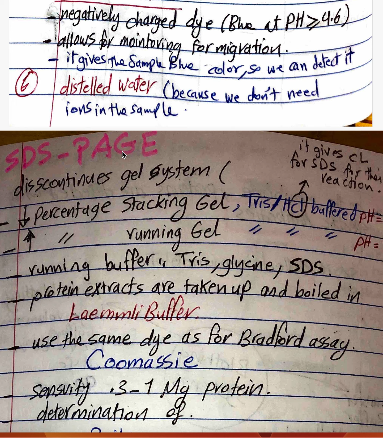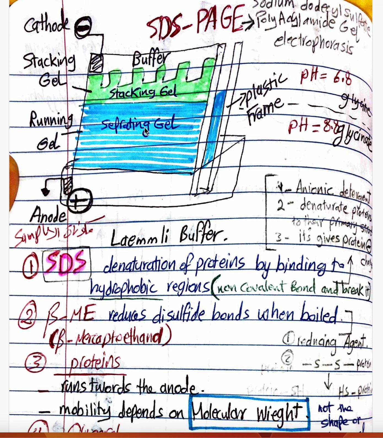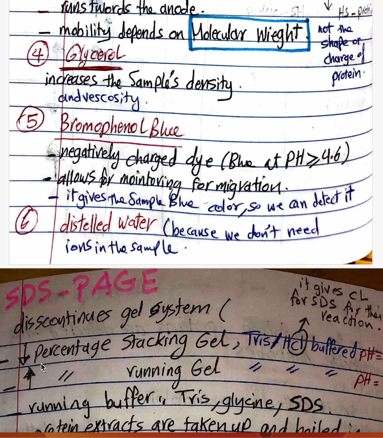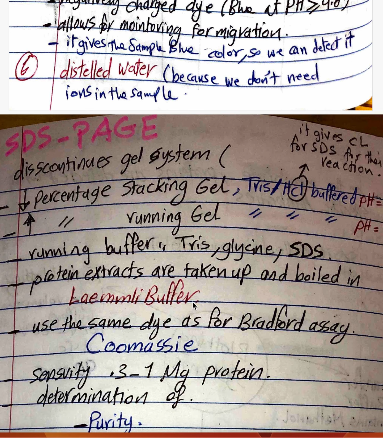As you can see, we have a discontinuous gel system because, as we said here, there is a stacking gel and a separating gel, so this is a discontinuous gel. In the stacking gel the pH is 6.8, so we give HCl and Tris. It gives Cl for the SDS for their reaction, and then in the running gel the pH is 8.8. Okay, running buffer: Tris, glycine, as I said, and the SDS.